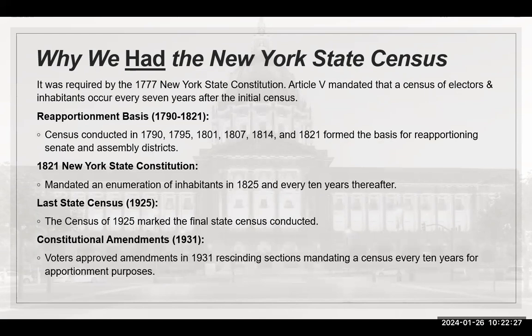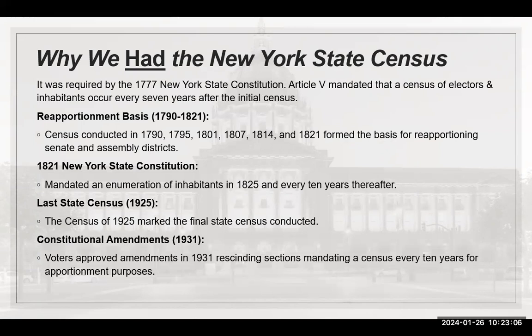So why we had the New York State Census? I gave you that spoiler alert earlier, that we stopped in 1925. So it was required by the 1777 New York State Constitution, Article 5, and it mandated that a census of electors and inhabitants occur every 7 years after the initial census. There was a reapportionment basis, and the census conducted in 1790, 1795, 1801, 1807, 1814, and 1821 formed the basis for reapportioning Senate and Assembly districts.